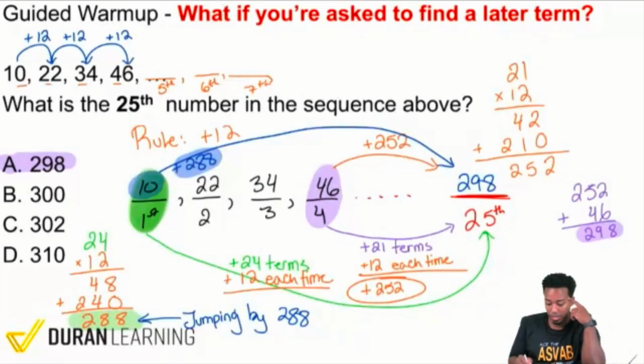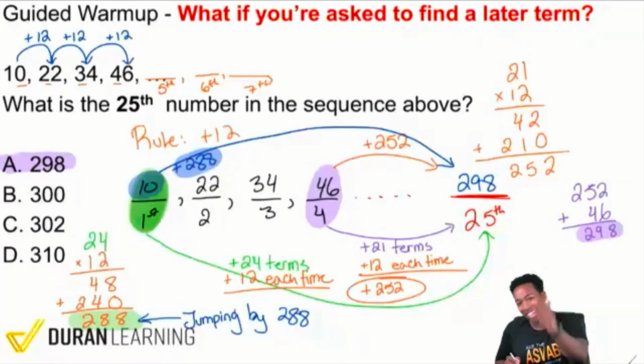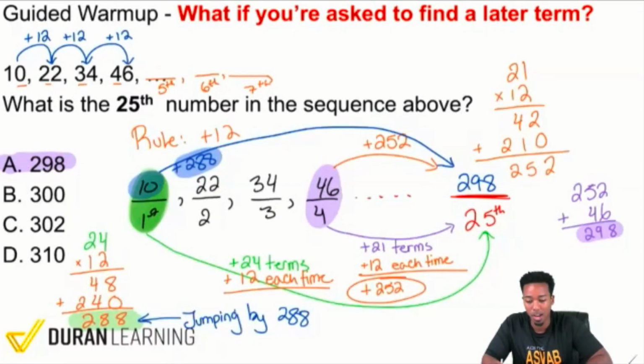Think about it like this. If I jumped 25 from the first one, 25 plus 1 is 26. You would end up at the 26th term, which would have gotten you 310. That would have gotten you D. So Justin and Laura, do you see why it should have been 24, not 25? You're not multiplying by the term number. You're multiplying by how many jumps it's going to take to get there. So that's the framework we're going to operate out of.